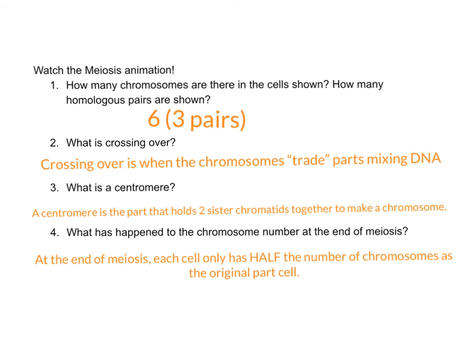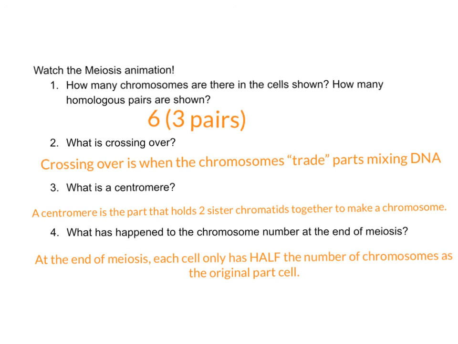All right, last but not least, in our last animation, we saw 6 chromosomes, which would be 3 pairs. Crossing over, just a reminder, is when the chromosomes trade or mix parts of their DNA early on in the process. A centromere is the part that holds the 2 sister chromatids together to make a chromosome.